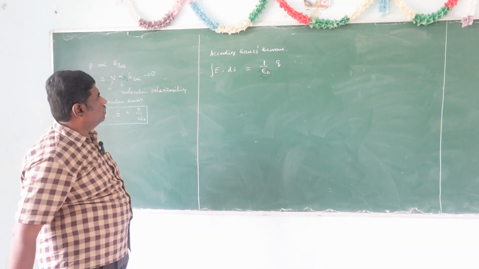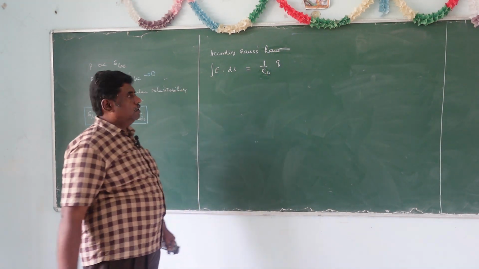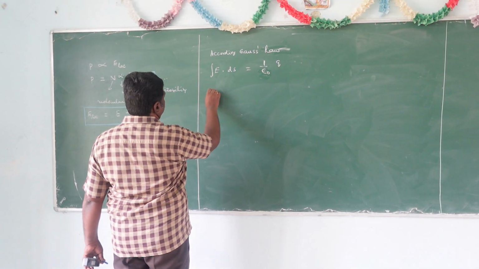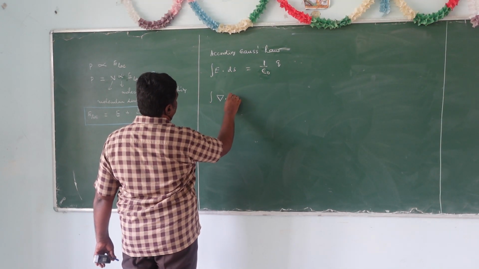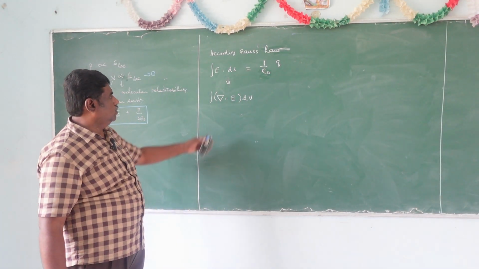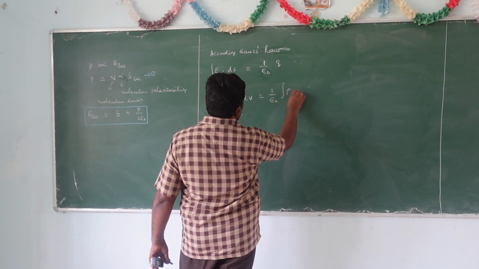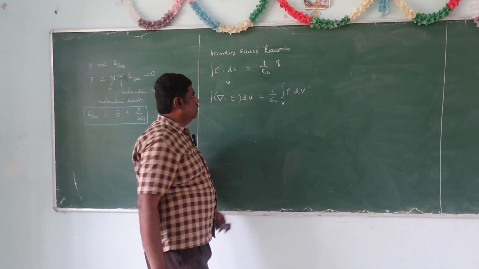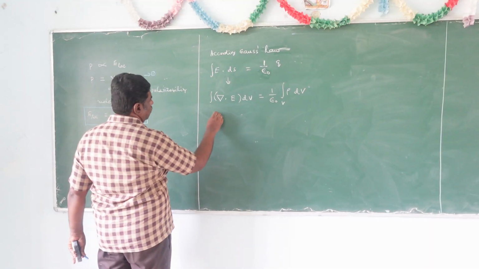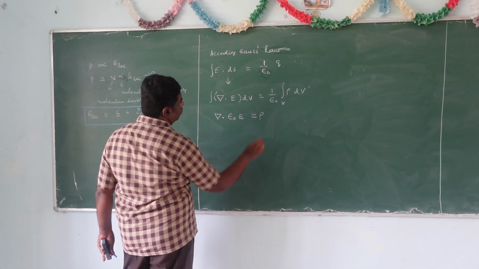We may write this Gauss law in electrostatics for simple understanding. If we use the Gauss divergence theorem, this surface integral is changed into a volume integral: integral of del dot E dV, the conversion from surface integral to volume integral, equals 1 by epsilon naught into integral of rho dV. This is also a volume integral, where the charge is expressed in terms of charge density into volume. Now we can write del dot epsilon naught E equals rho.